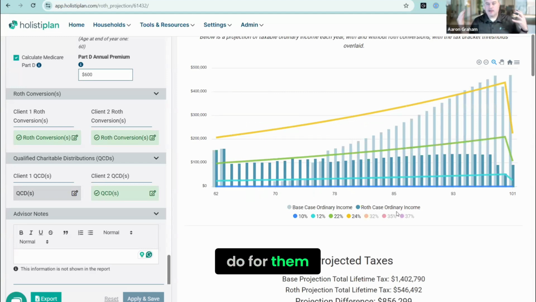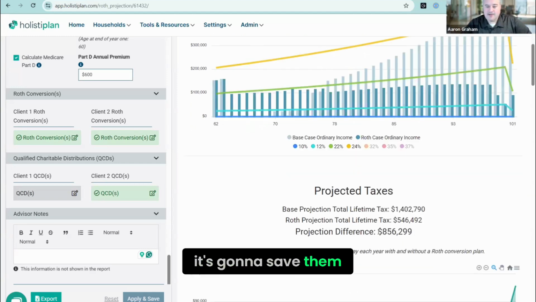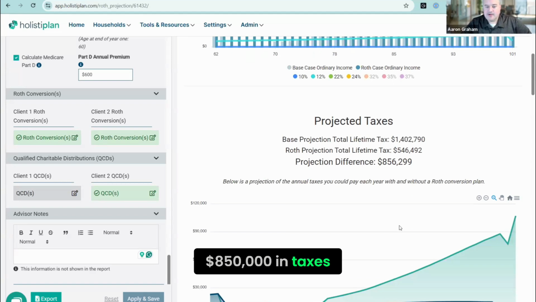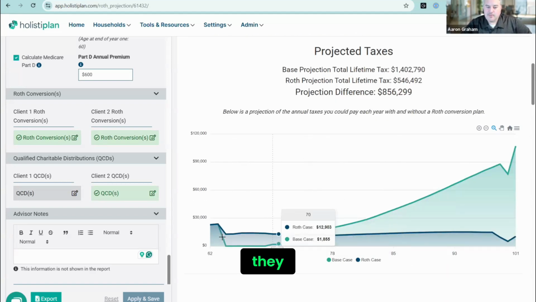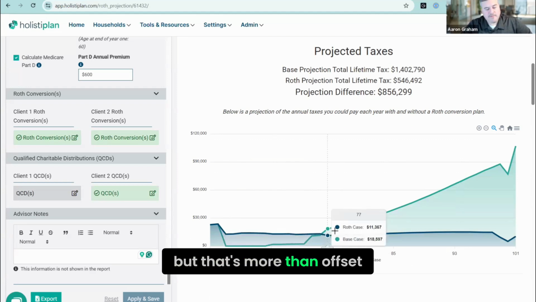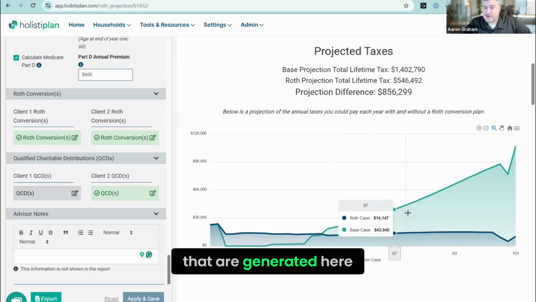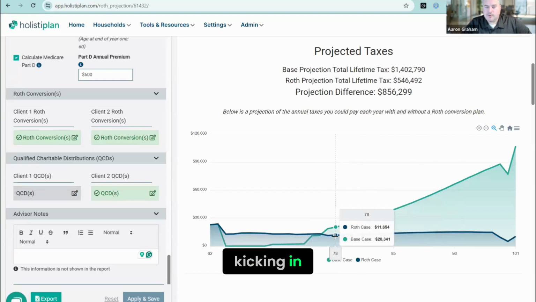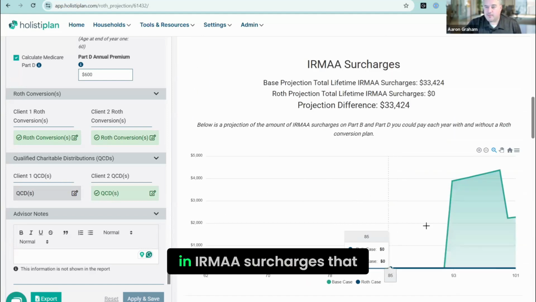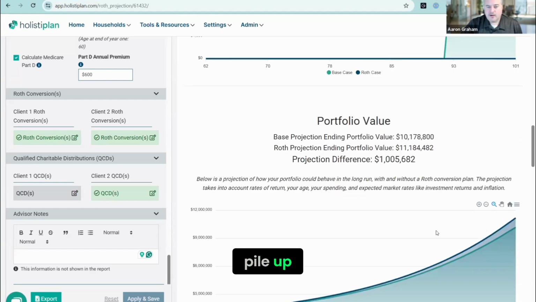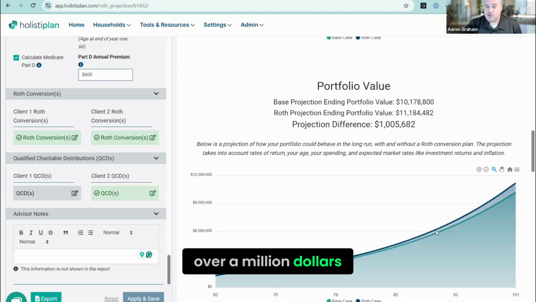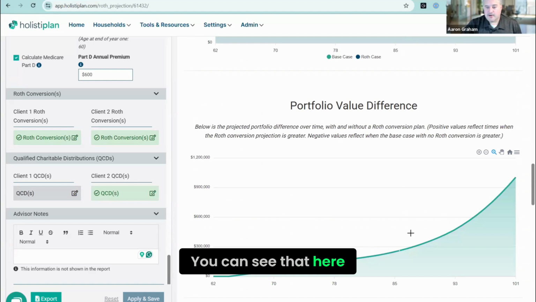So what does this do for them tax-wise? Well, it's going to save them $850,000 in taxes. You can see their tax bill is smoothed out greatly over time. Those RMDs kick in, they pay no taxes here in these lean years, right, after they quit working. But that's more than offset by the tax bills that are generated here when these RMDs start kicking in. So we've saved them $850,000 in taxes. We've saved them $33,000 in IRMAA surcharges that would otherwise have kicked in when those RMDs pile up. Portfolio value, they're ending up with over $1 million more in their portfolio. You can see that here.